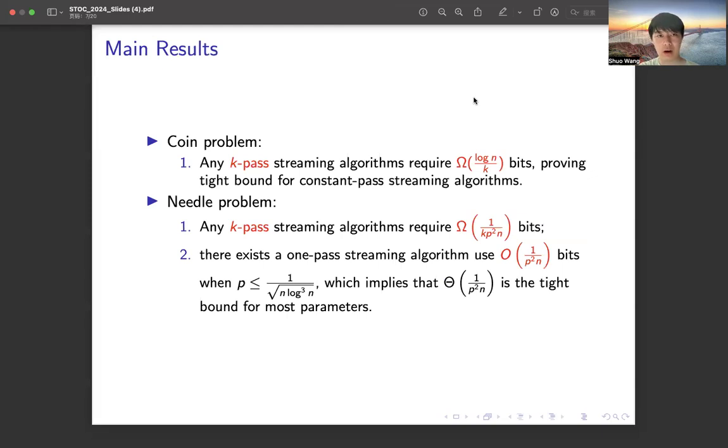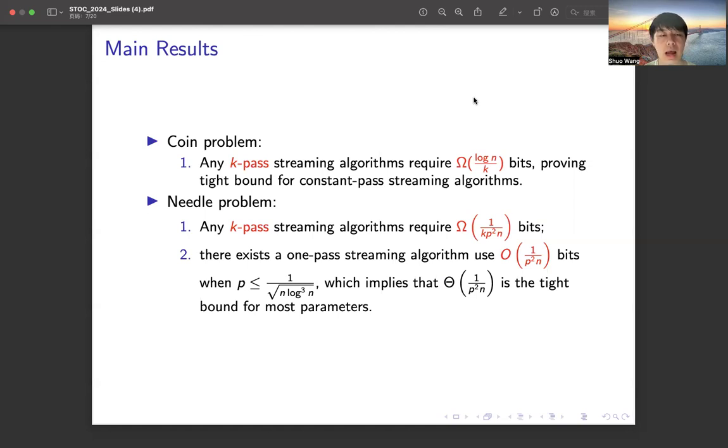Then let me introduce the main results of this paper. For the coin problem, we proved that any k-pass streaming algorithm requires Omega(log n / k) bits to compute the majority. This result extends the previous result for one-pass streaming algorithms, and it also implies a tight bound for constant-pass streaming algorithms, since when k is constant, the space lower bound is also Omega(log n), matching the upper bound.